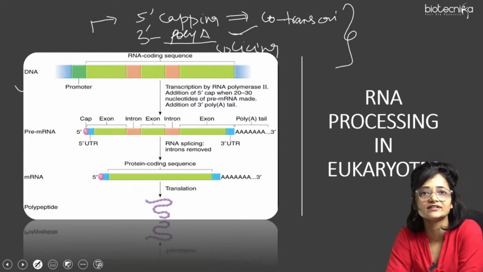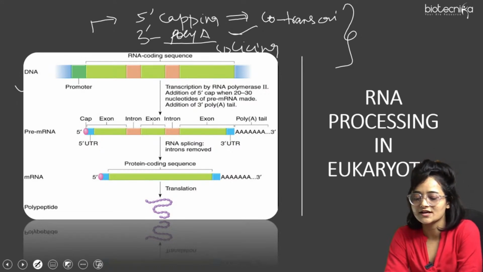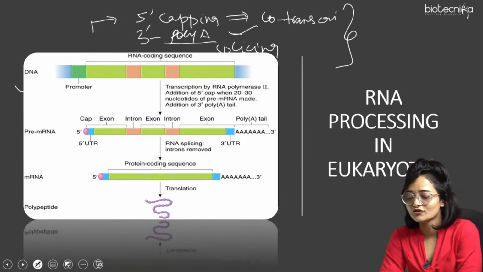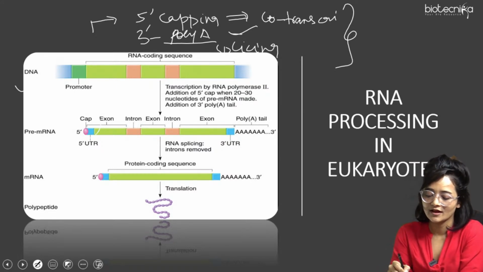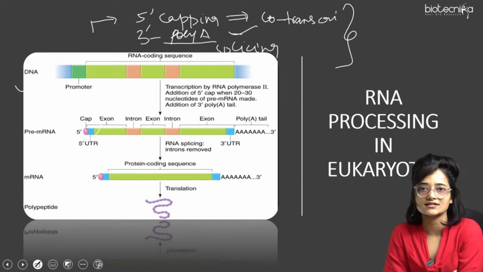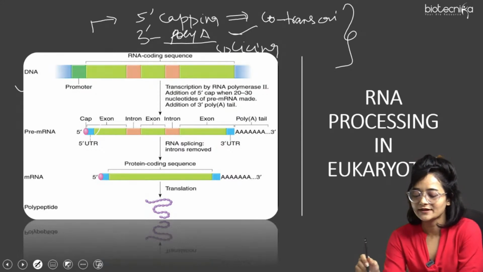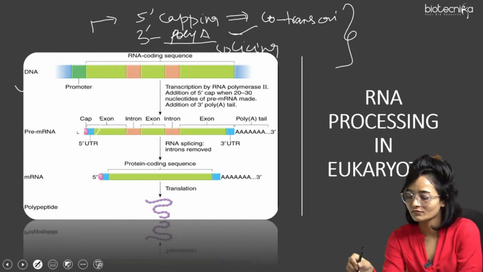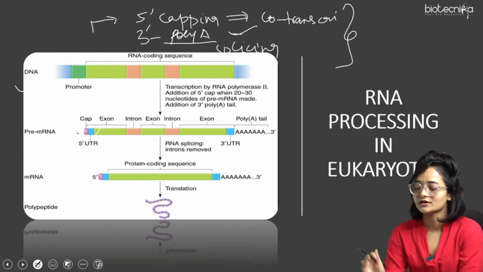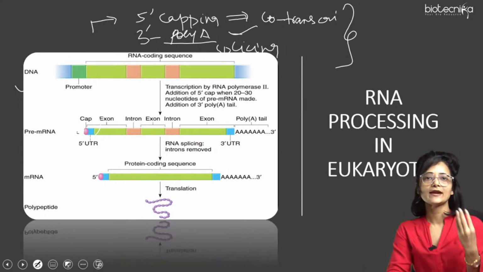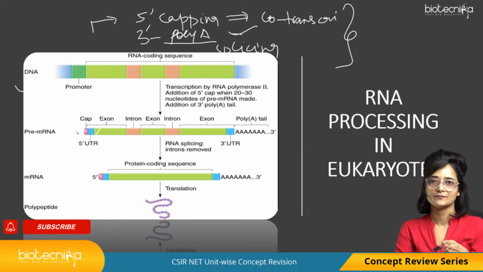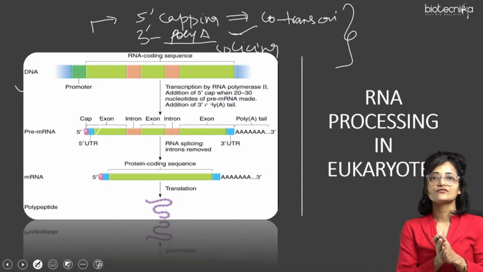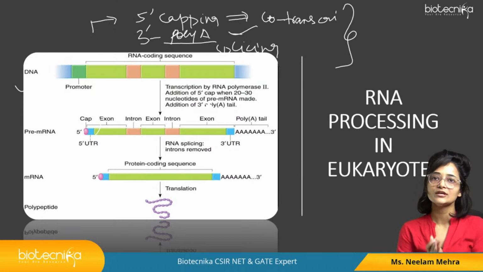So here in the structure, it's given that there is a DNA, there is an RNA coding sequence, and the promoter is given here. First what happens is the transcription by RNA polymerase 2, then addition of the 5' cap takes place at the 5' end. There is a cap, and after that is the 5' UTR, the untranslated region. So 5' capping takes place at the 5' end of this particular pre-mRNA, right? Addition of the 5' cap happens when 20 to 30 nucleotides of the pre-mRNA are already made. After that, addition of the 3' poly-A tail takes place at the 3' end of this pre-mRNA.